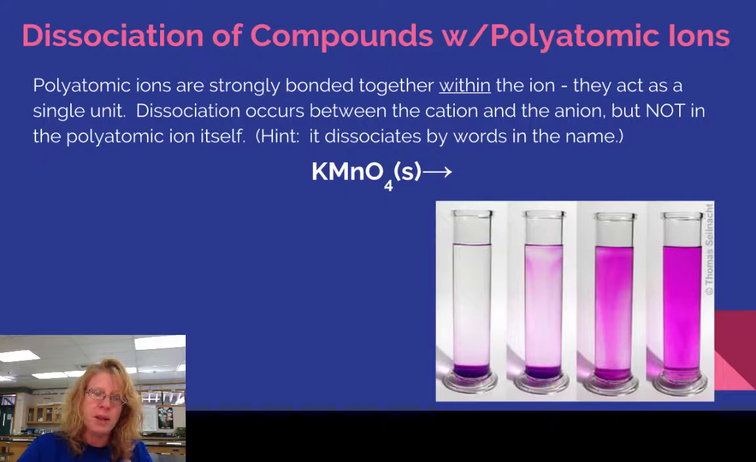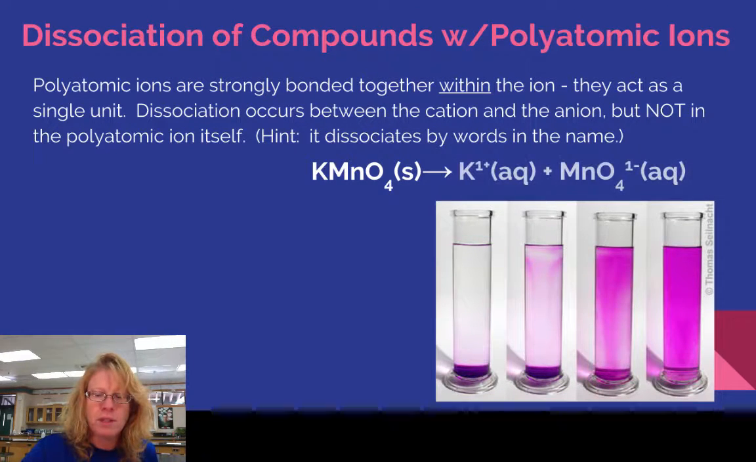So the easiest way to think about it for me, or when I teach students, is to think about dissociating it by name. So this is potassium permanganate, and this really is a picture of potassium permanganate dissociating in water and diffusing through it. It separates into potassiums and permanganates. The permanganate stays as a team. So here's what it looks like when we break it apart.